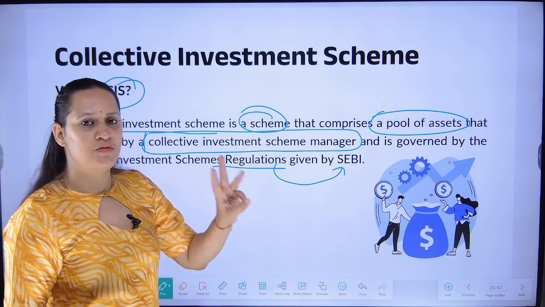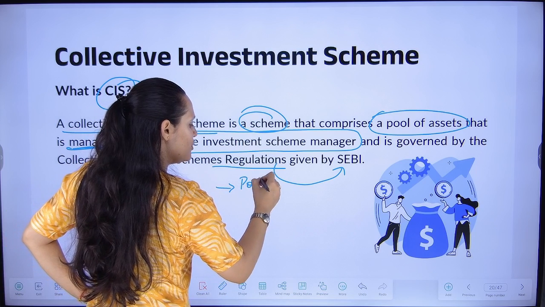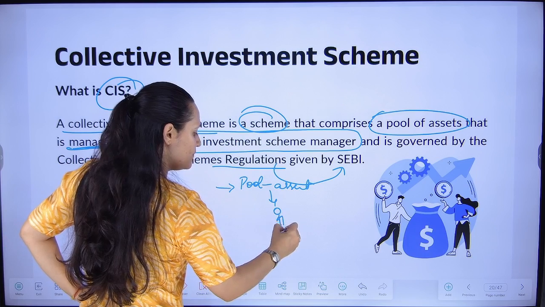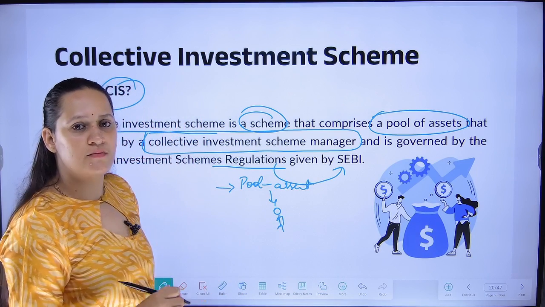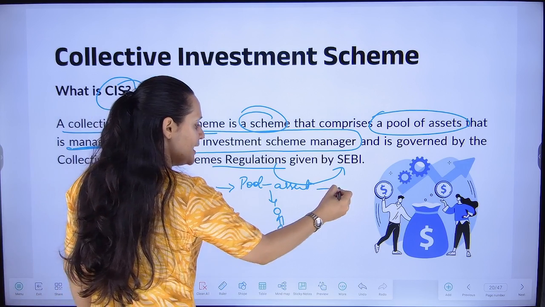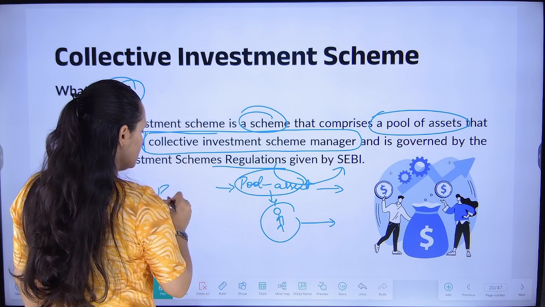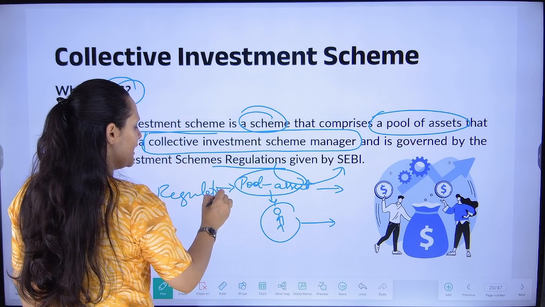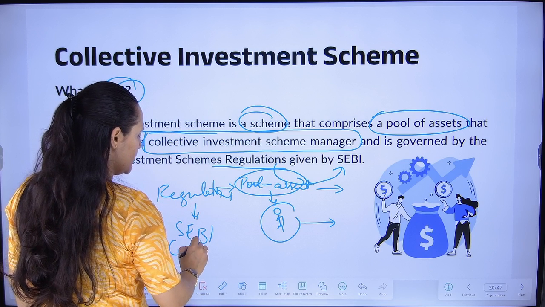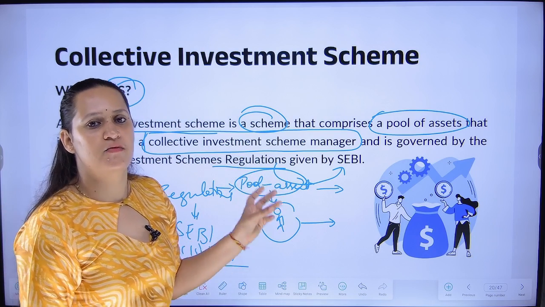So out of this you can derive three points. The first point is that there is going to be some kind of asset. To manage this asset you need a manager, which is generally going to be called a collective investment management company. And to manage the assets and to ensure that the manager is doing his job correctly, we need certain regulations, and these regulations are provided to us by SEBI. That is nothing but the SEBI CIS Regulations of 1999. This is the definition of a collective investment scheme.